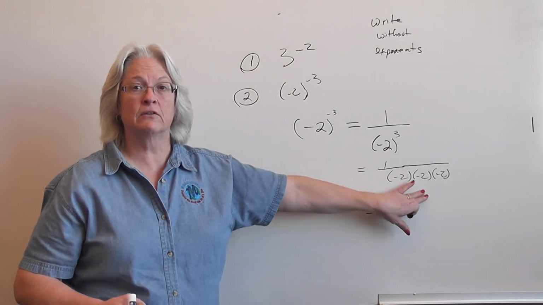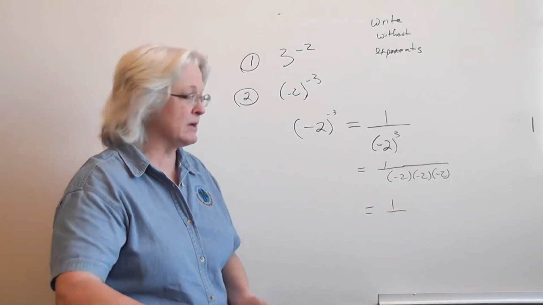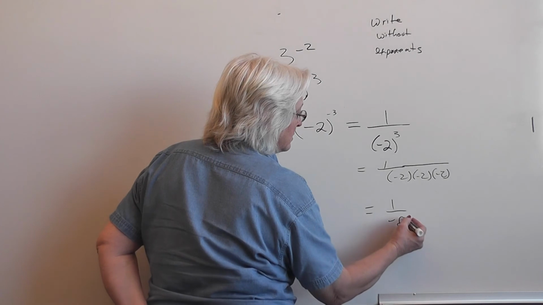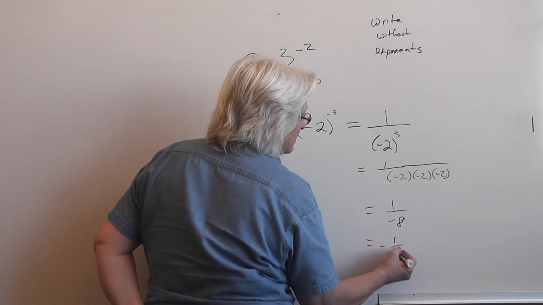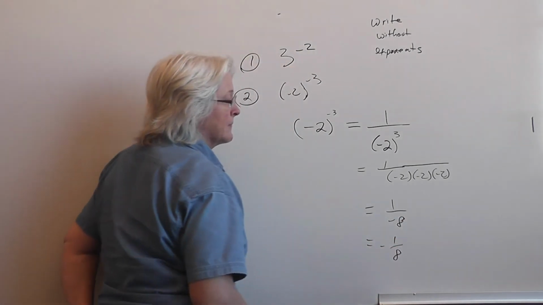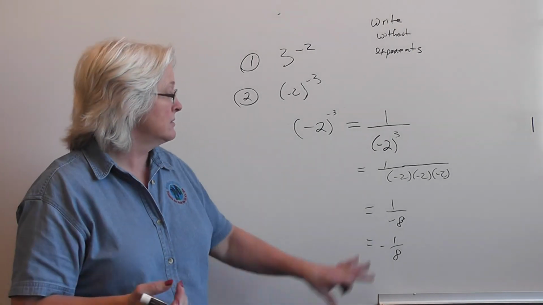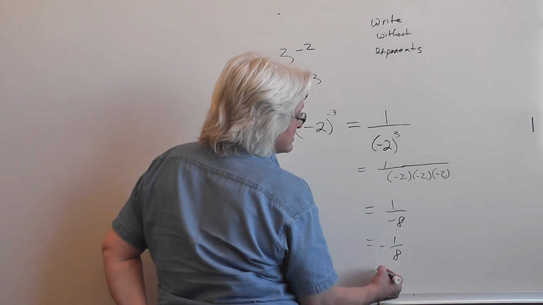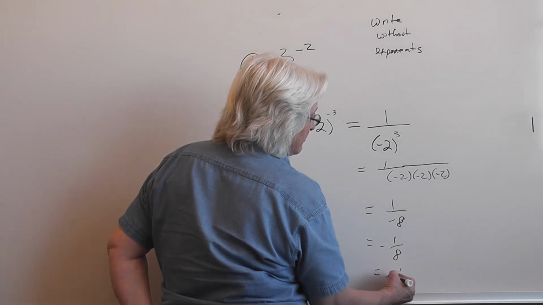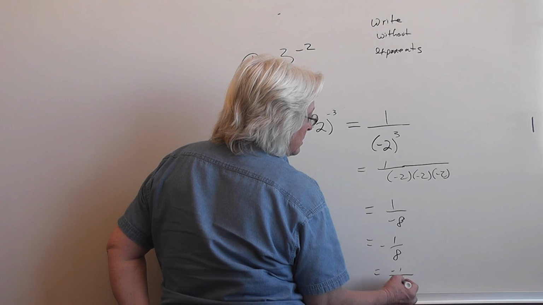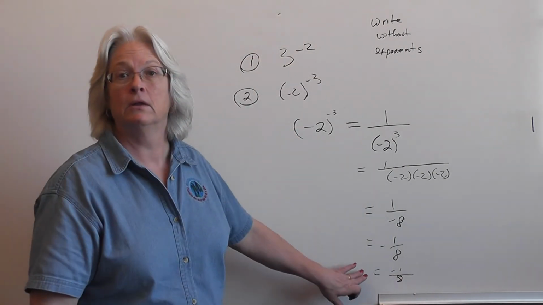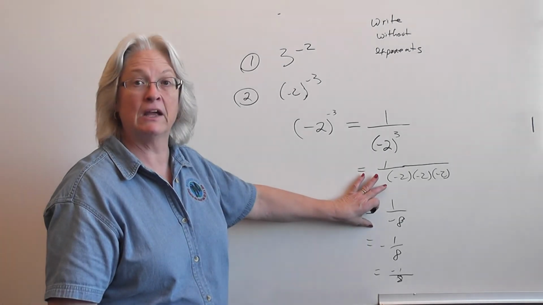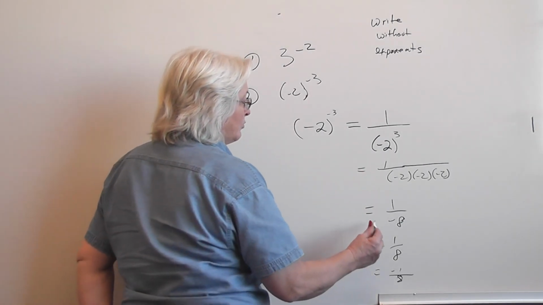Negative 2 times negative 2 is positive 4. Times a negative 2 is a negative 8, which is a negative 1/8. 1 over negative 8 is the same as negative 1/8, is also the same as a negative 1 over 8. Now we're typically going to go ahead and indicate that 1 divided by a negative 8 is a negative 1/8.